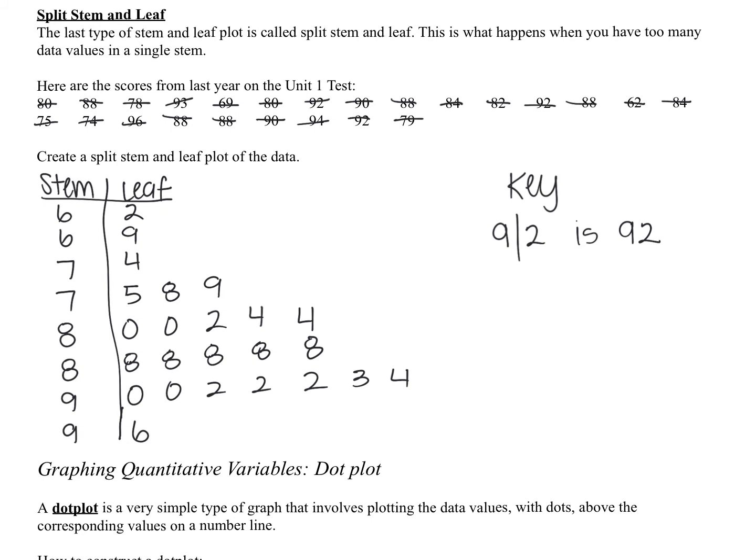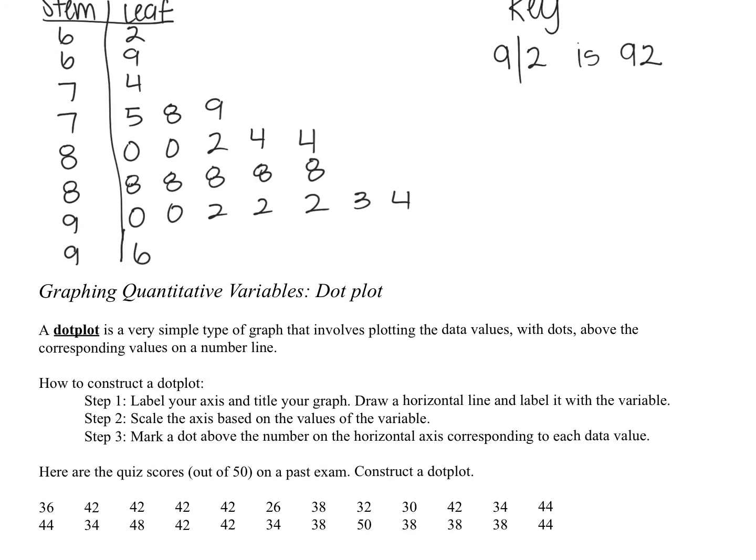The benefit to doing a split stem here was that once we got to the 80s and the 90s, we found that there were a lot of values in that range. And if I hadn't split it up and I had just done 6, 7, 8, 9, I would have had very long leaves when I got to 8 and 9, which will skew the distribution and maybe not give us an accurate look at what the distribution actually is. So splitting your stem and leaf plot can actually be very beneficial.